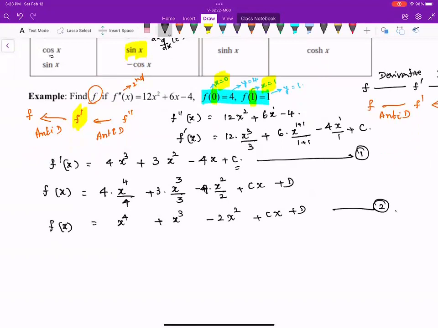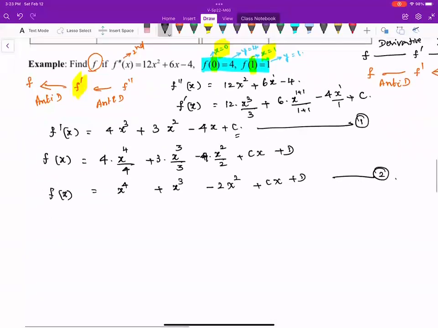Now we have two conditions. Now f of x has got two unknowns, c and d. For that we are given the two conditions. Let's use the first initial condition, which is f of 0 equal to 4. So as we said earlier, when x equal to 0, y equal to 4. So x equal to 0 and y equal to 4, or f of x equal to 4. So that's what this means.